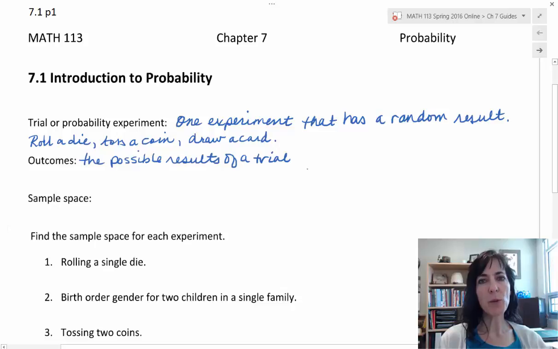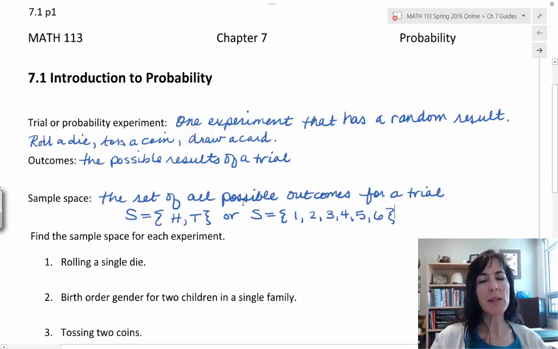Outcomes are the possible results of a trial. So if your trial is to roll a die, your possible results or your outcomes are 1, 2, 3, 4, 5, or 6, because the die has 6 sides and all the numbers 1 through 6.